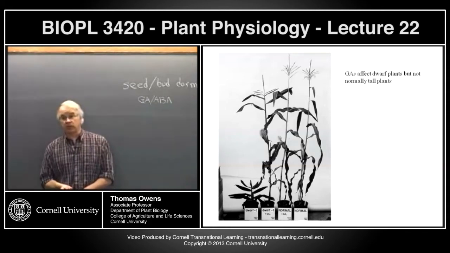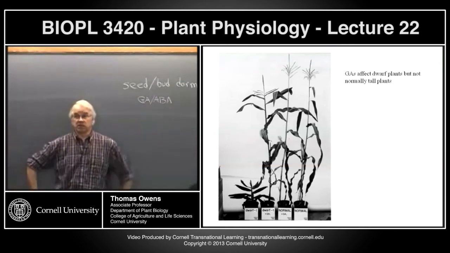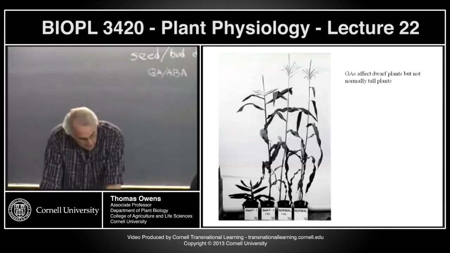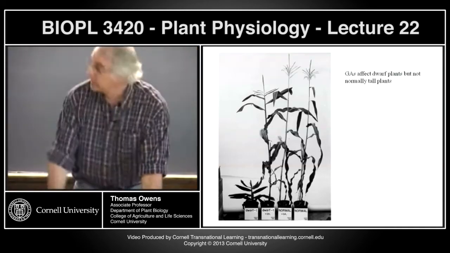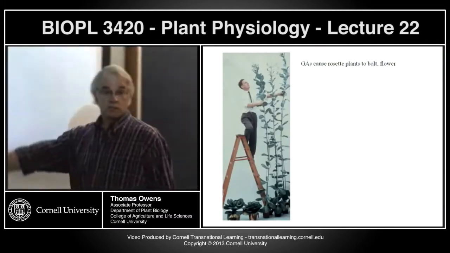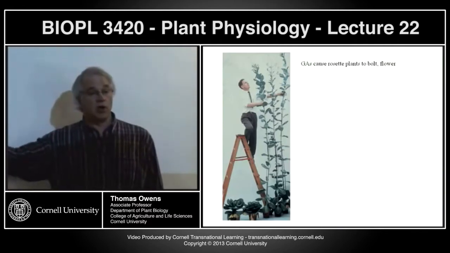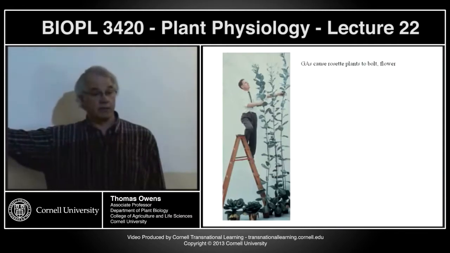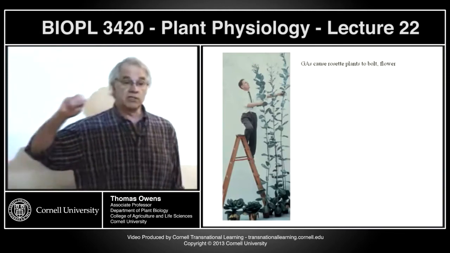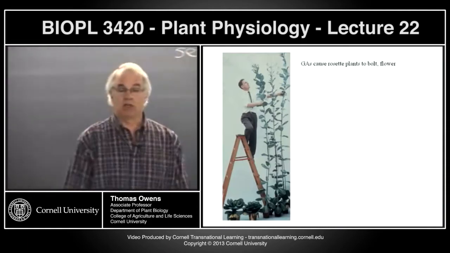So gibberellins play an important role in anther development. If you screw up gibberellin synthesis or response in flowers, you get poorly formed anthers and pollen doesn't develop. And as we saw in this picture here, gibberellins can play a role from a non-physiological perspective in causing certain types, particularly dwarf plants, to flower. As I said, that's not what controls it naturally. But gibberellins can replace external environmental signals in causing plants to flower.